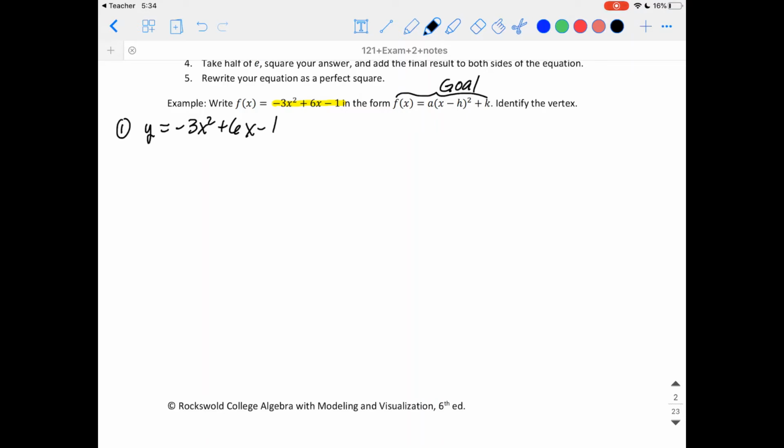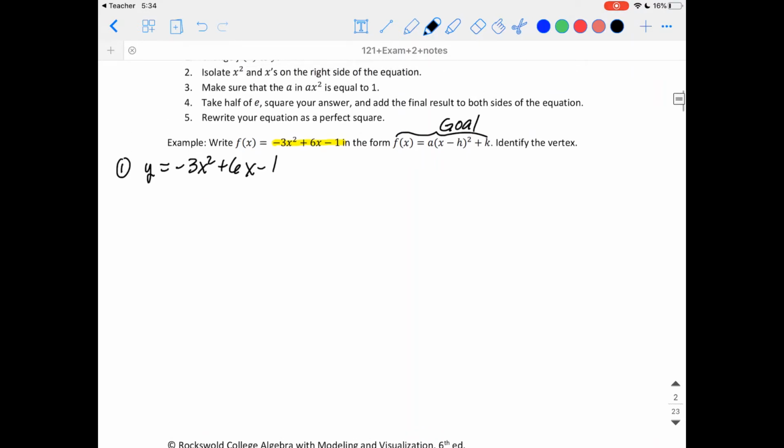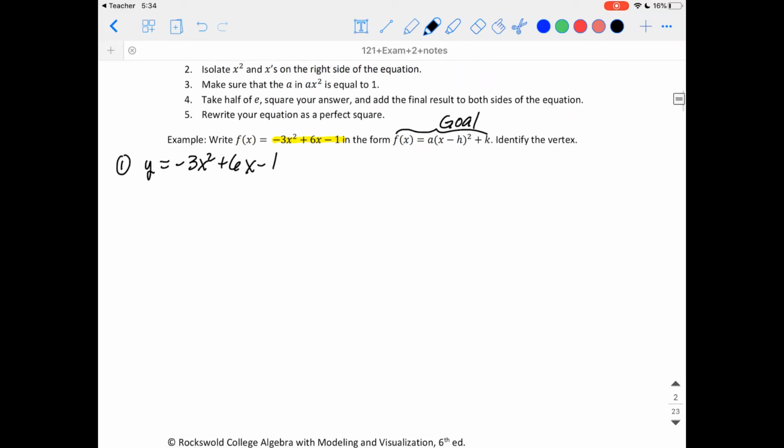Okay. Step 2 says, isolate the x squared and the x's on the right side of the equation. I guess obviously just away from the y's. So here they're already on the right hand side. So the thing that's got to go is this minus 1. So I'm going to add 1 to both sides of the equation, keeping it still in balance. And so I'm going to have y plus 1 is equal to negative 3x squared plus 6x. And that's it. So this is going to be step 2.